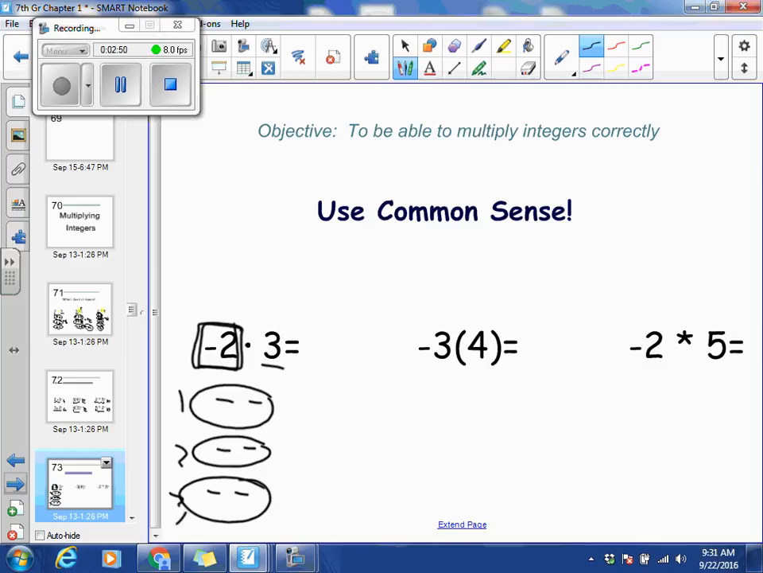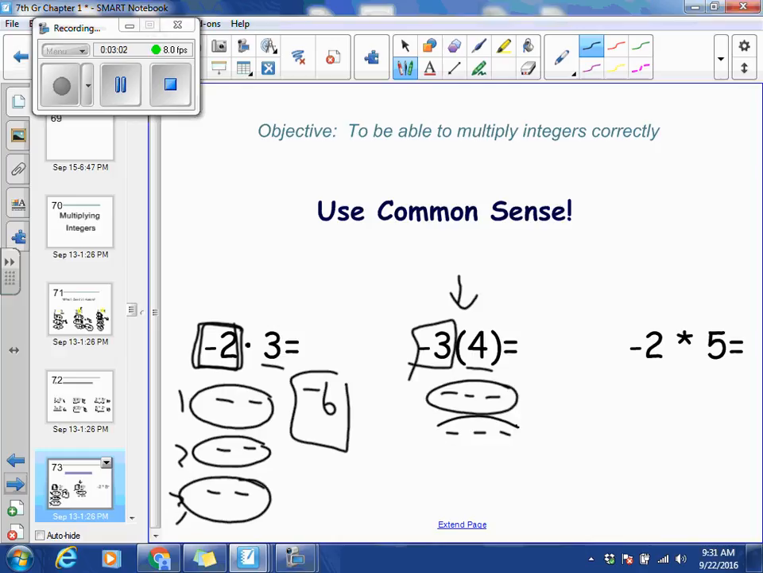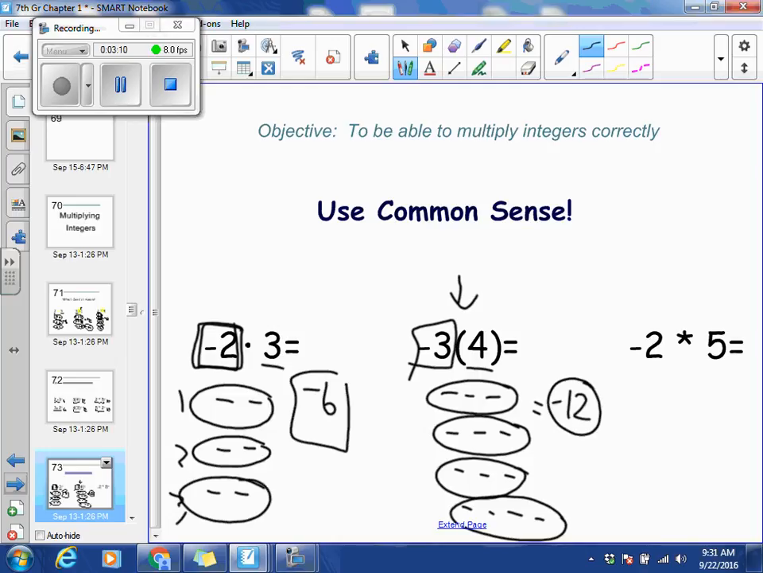All right, so there's 1, 2, 3. You owe $2 to 3 people. So altogether, you owe $6. All right, next problem. The first number says you owe $3. And how many times do you owe $3? Or how many sets of 3 negatives do you have? 4 sets. So altogether, that would be 12 negatives.